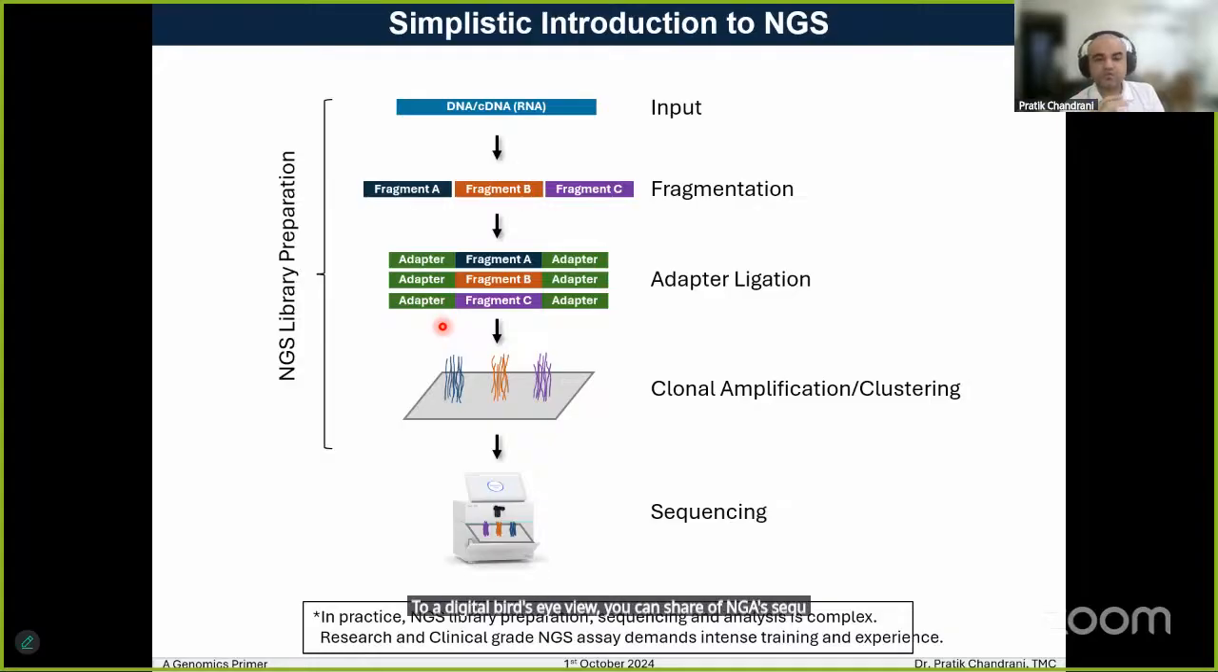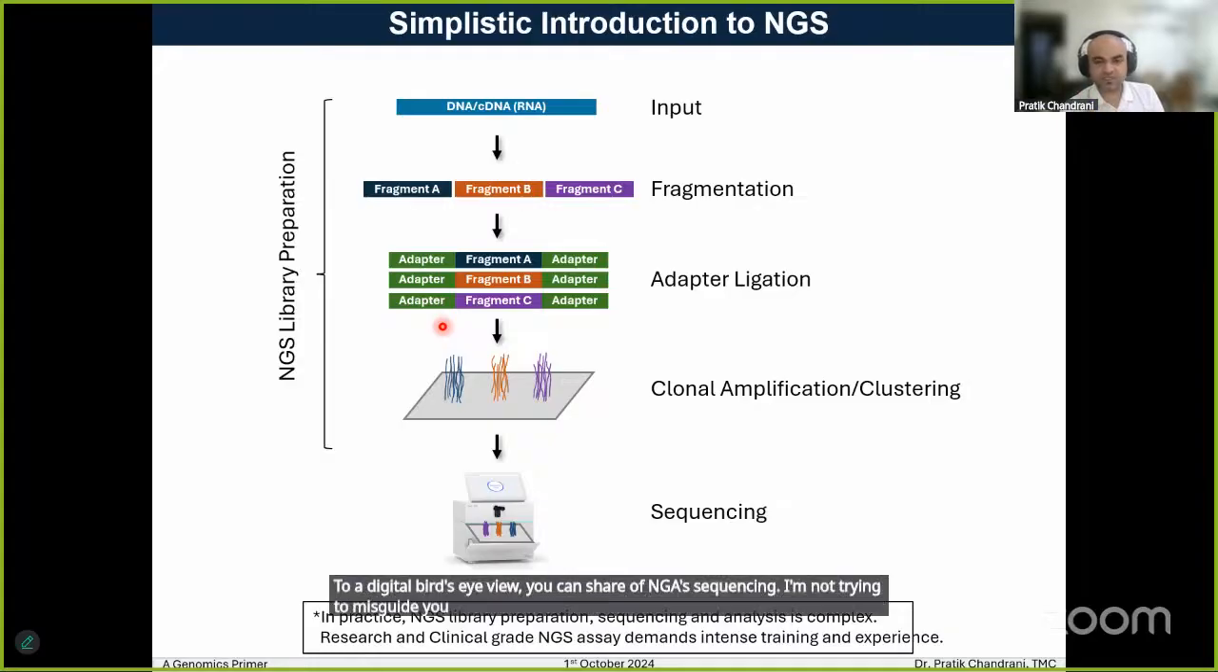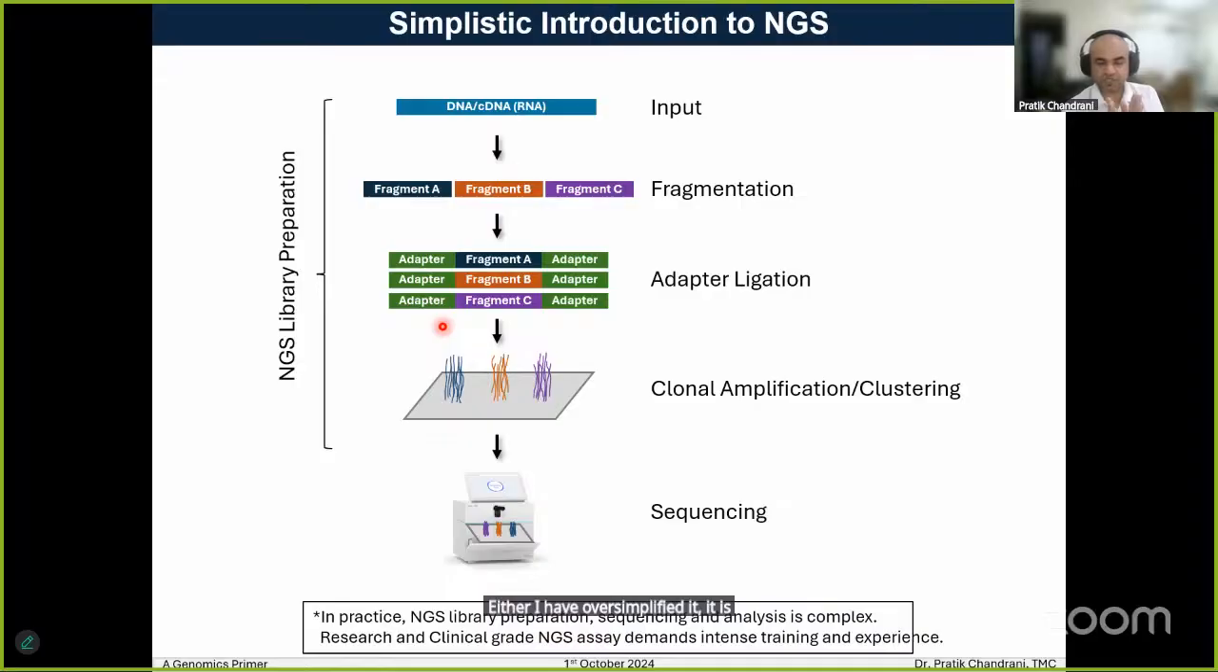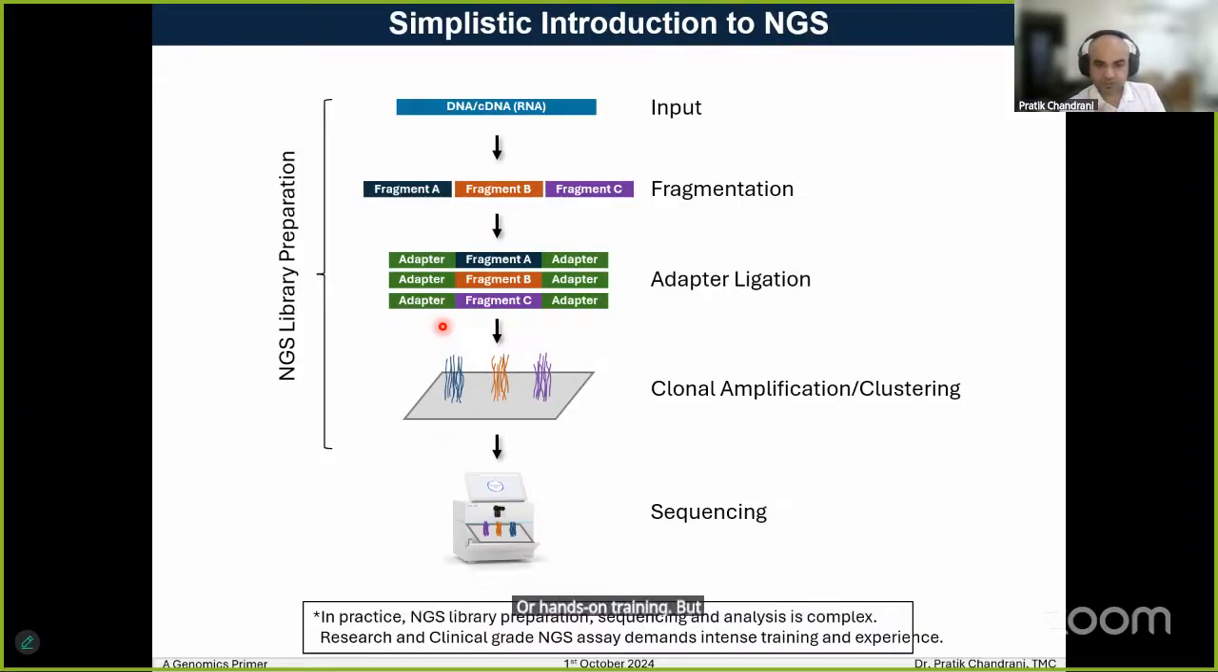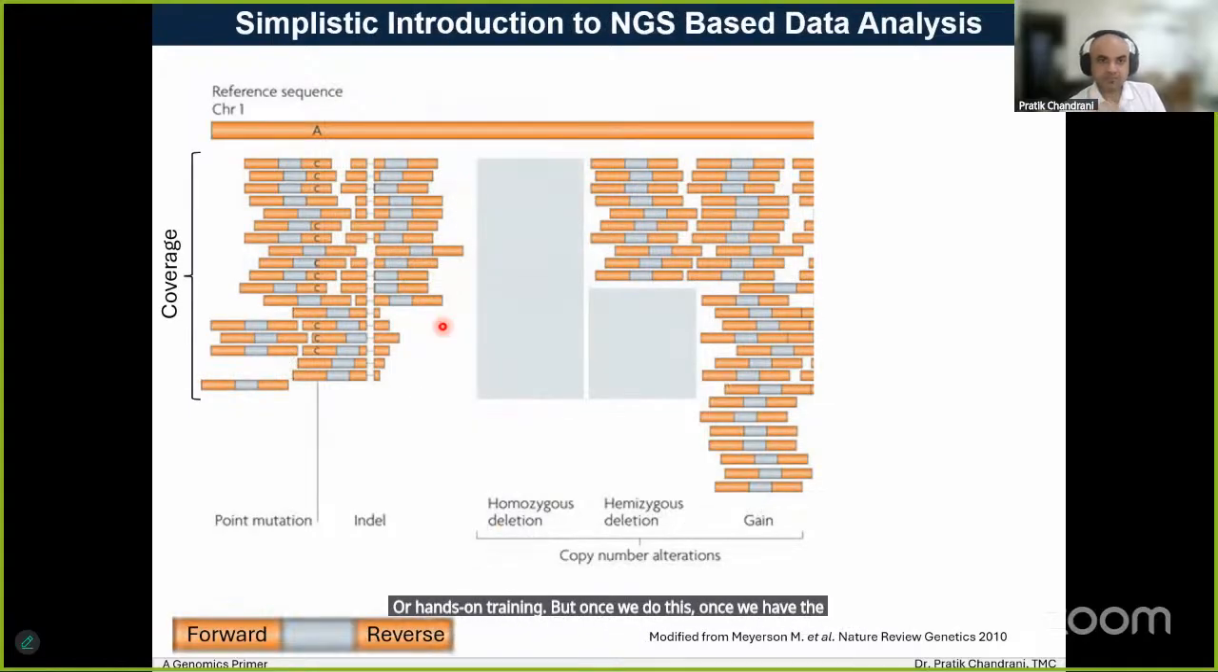I'm not trying to misguide you into thinking that this is a very simple process. No, it is not. Here I have oversimplified it. It is a very complex process and it requires a lot of extensive hands-on training. But once we do this, once we have the sequencing data, then what do we do?